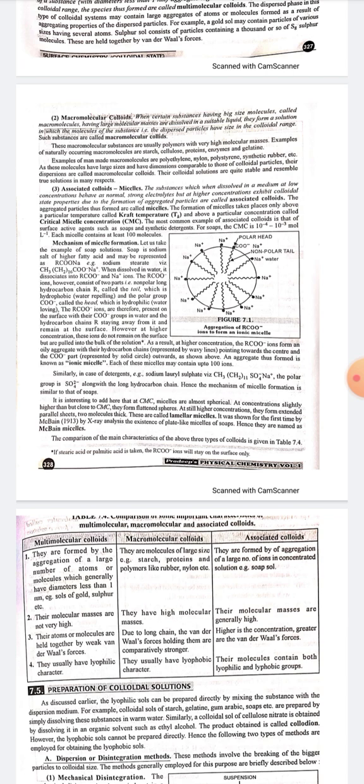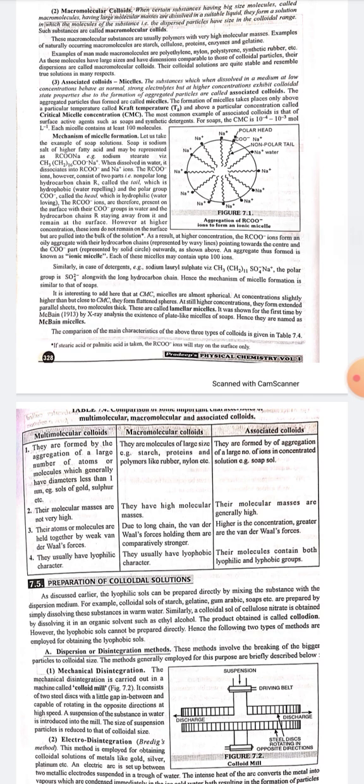The comparison of main characteristics of the above three colloids is given below. Multimolecular colloids, macromolecular colloids, and associated colloids. Number 1 point. Multimolecular colloids are formed by aggregation of a large number of atoms or molecules which generally have diameters less than 1 nanometer. Examples: sols of gold, sulfur.